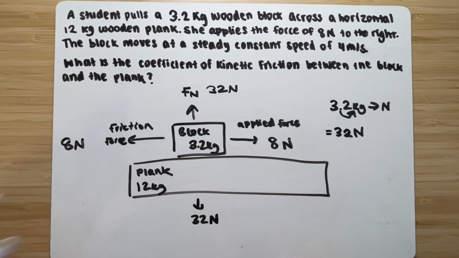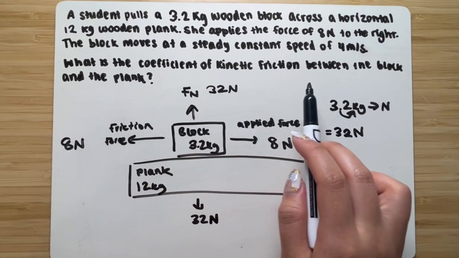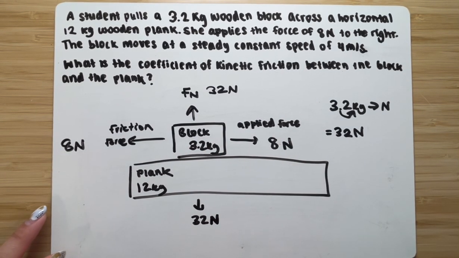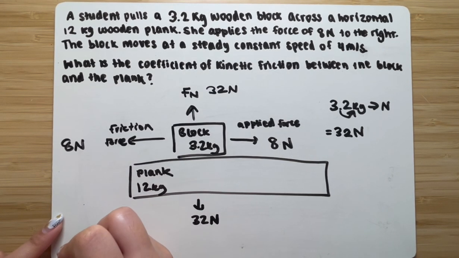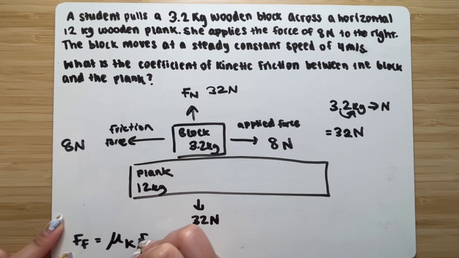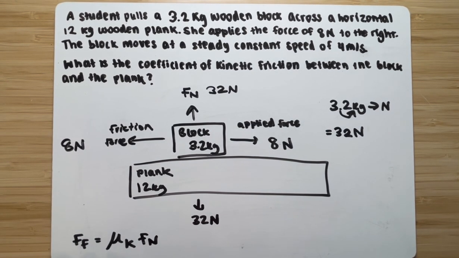All right. Now, let's find the coefficient of kinetic friction. We need to recall that the formula for friction is F_f equals mu K times F_n. This is the formula for kinetic friction.